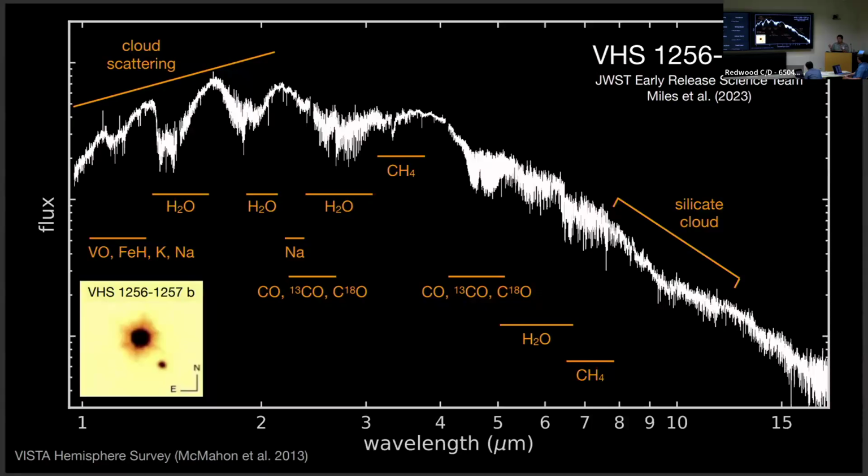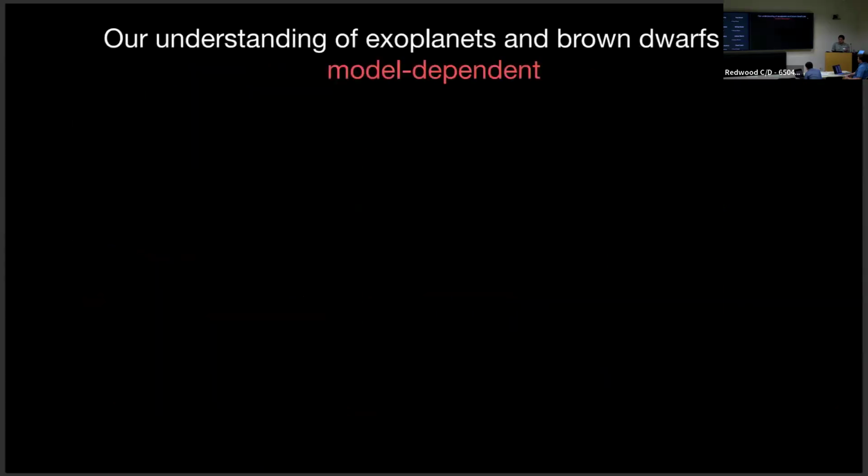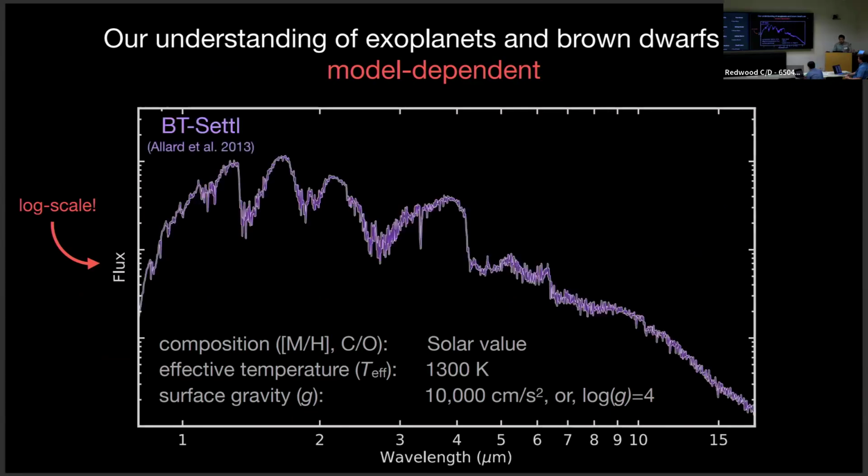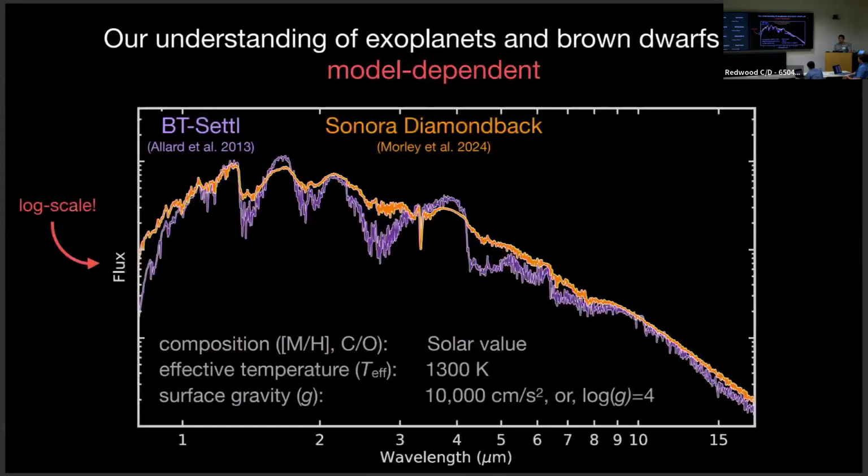Basically, the models produced by different groups are sometimes not exactly the same. So in other words, our current understanding of planets and brown dwarfs is highly model dependent. What I'm going to show in this diagram is the emission spectrum of different models developed by different groups. They're all developed at the same combination of parameters: the same composition, like solar value, same effective temperature, and same surface gravity. This is the first model set, Sonora Diamondback, the second one, and this is the third one, ExoREM.